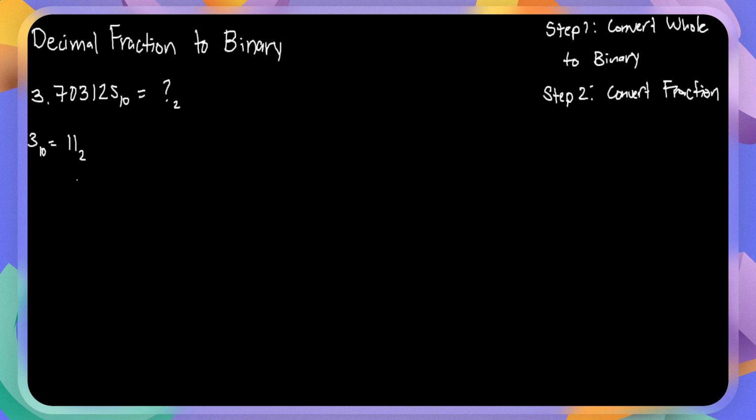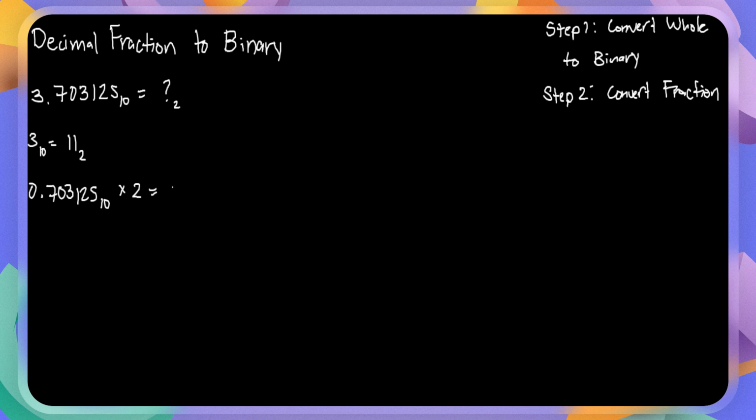Go watch the earlier videos if you don't know how I got this, but basically you just divide it by 2 and then you get the remainders and then write them up there. So then we separate it with the fractional part. So instead of dividing by 2, we multiply by 2. So this is easier with a calculator, but you can also just do this by hand.